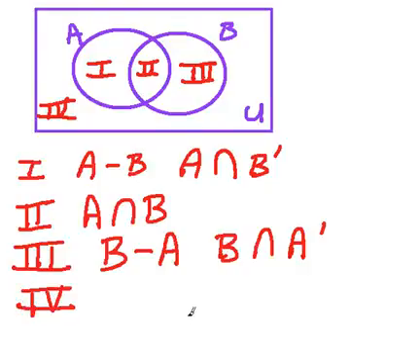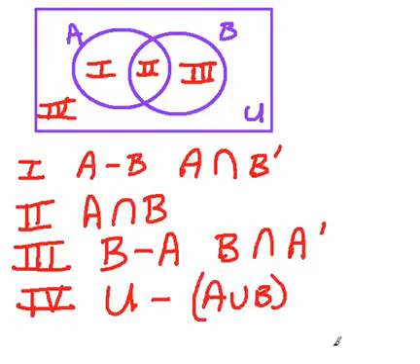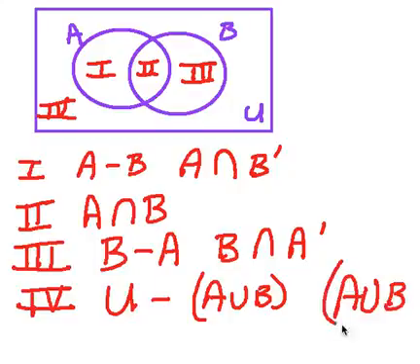All right, how would you describe region 4? Region 4 is the whole U minus what's in A and B. That would be a union of A and B. Another easier way to say that would be A union B, the complement. Everybody outside of A and B. Okay, now I hope that made sense. That should make sense.